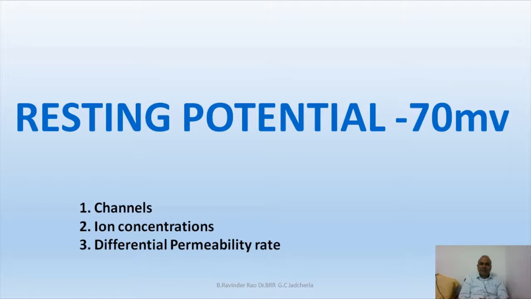Friends, how is this resting potential established? What are the conditions that favor establishing resting potential in a neuron when the neuron is at rest? We need to learn, and let us perform these electrophysiological studies. Now, in order to understand the occurrence of resting potential in a neuron at rest, we need to learn about the axolemma channels, ion concentrations in and out, and differential permeability of ions. Within these three headings, we will get a comprehensive idea of how resting potential can be established in an axon. Let us start.